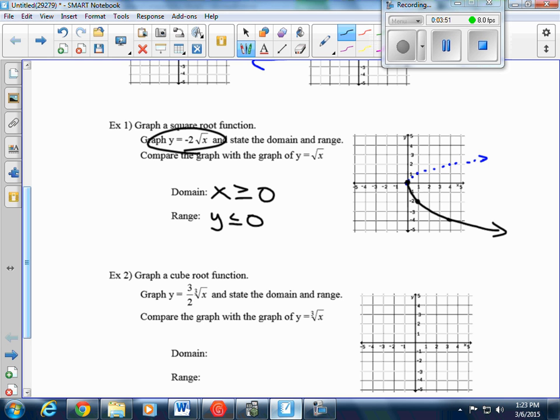And now if we compare these two, we know that it's obviously a reflection, and we talked about these before. So it's a reflection and a vertical stretch.